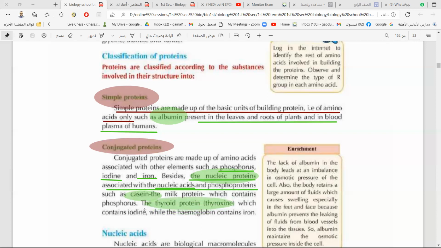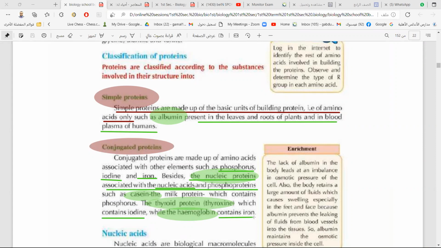If you remember, we studied this in grade 9. Thyroxine is a hormone secreted from the thyroid gland. In this hormone, the amino acids are joined with iodine element. And the last example, hemoglobin, is a protein also joined with iron element. Hemoglobin is found in the red blood cells of the blood. It is a conjugated protein because it is joined with iron.